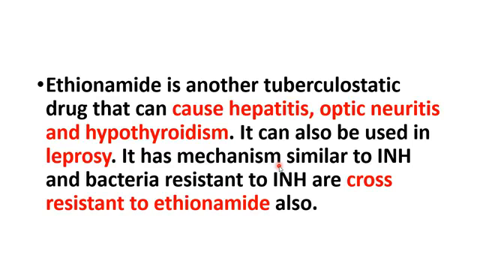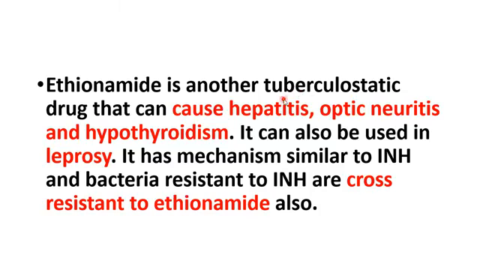Now we have ethionamide. Okay, ethionamide. It is another tuberculostatic agent, and another important use other than TB is that it is used in leprosy. Okay, keep it in mind. And it can also cause hepatitis. Okay, hepatitis and thyroid problems also, and it also causes optic neuritis.